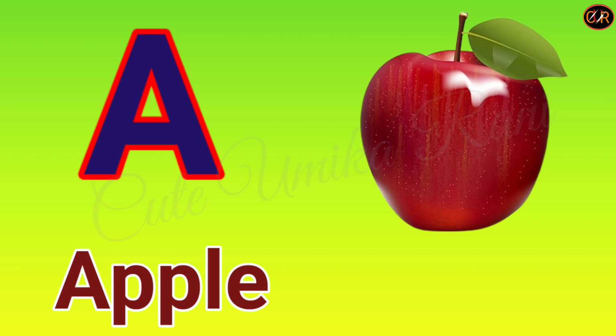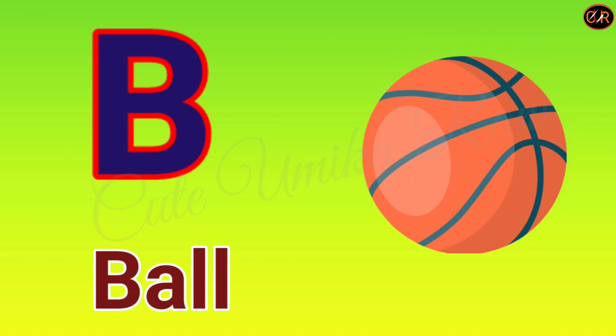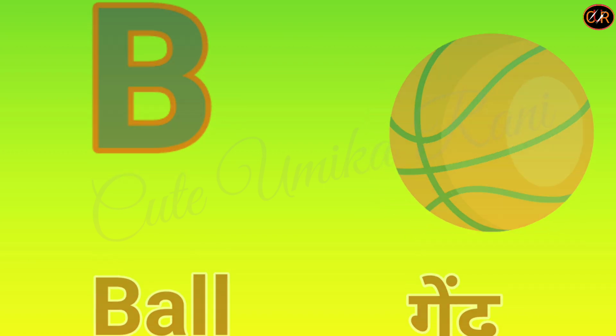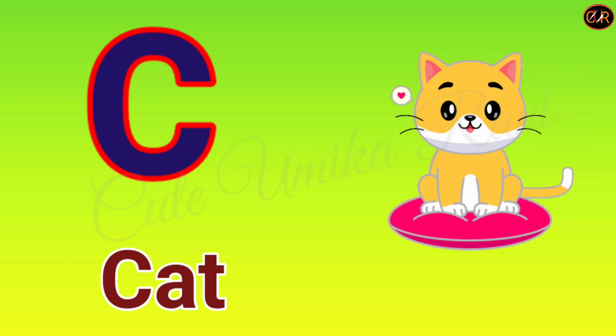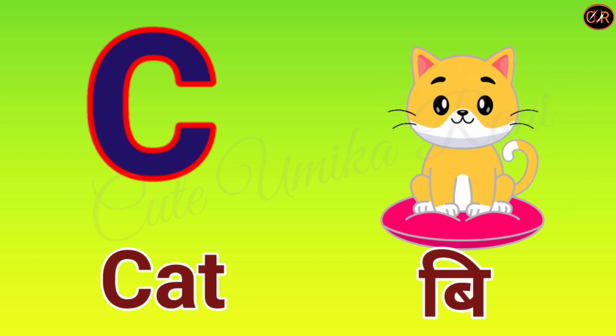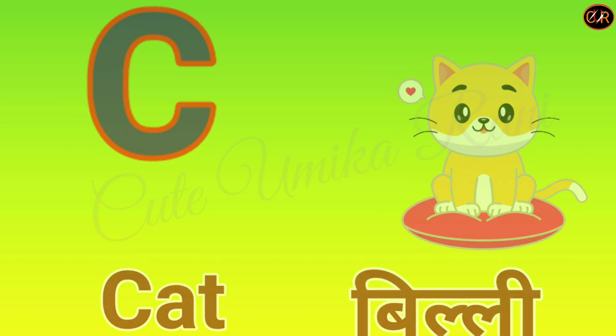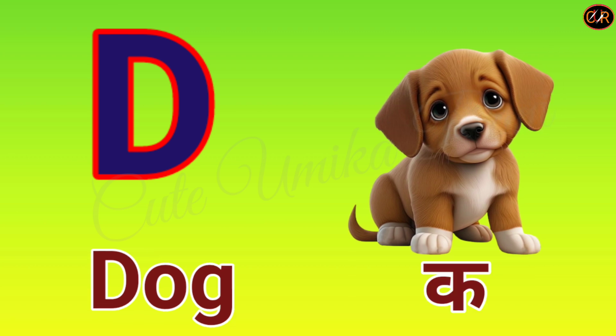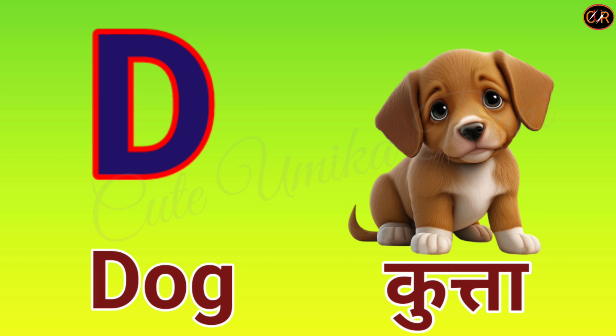Apple. Apple means pear. B for ball. Ball means hand. C for cat. Cat means D for dog. Dog means kutta.